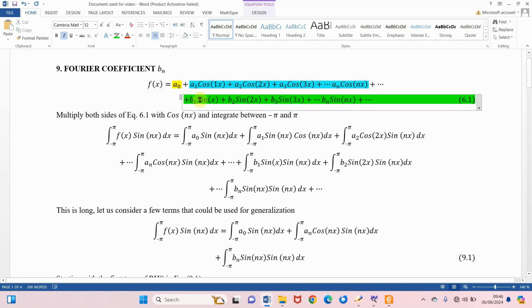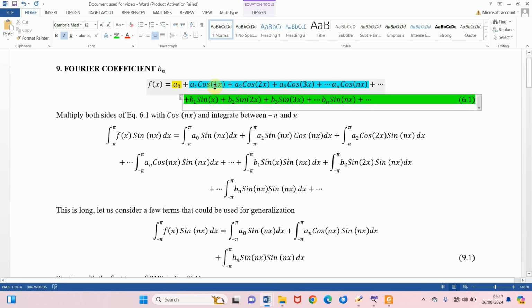You can see that you have b1 sin x, b2 sin 2x, b3 sin 3x, bn sin nx, and I've explained the reason why we don't have b naught sin x. Because sin 0 is 0, and anything times 0 gives 0, so we don't have b naught, but we have a naught because cos 0 gives us 1.